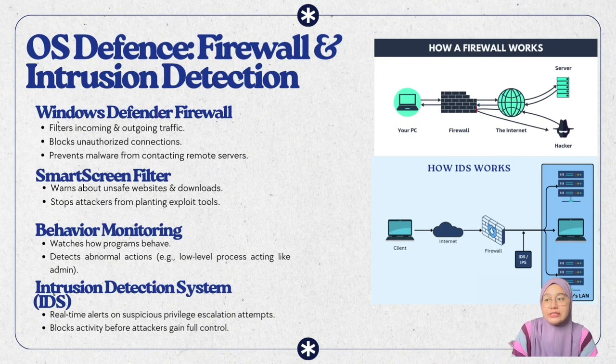So, Windows 10 defends against privilege escalation in several ways. The firewall will block harmful traffic. SmartScreen will warn about risky files. Behavior monitoring will detect unusual actions, and intrusion detection spots suspicious activity in real time. Together, these tools make Windows 10 much stronger and more resilient against privilege escalation attacks.